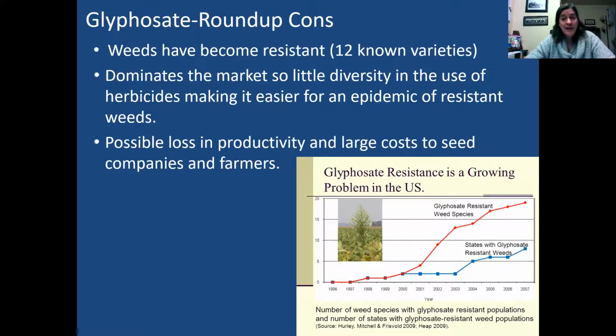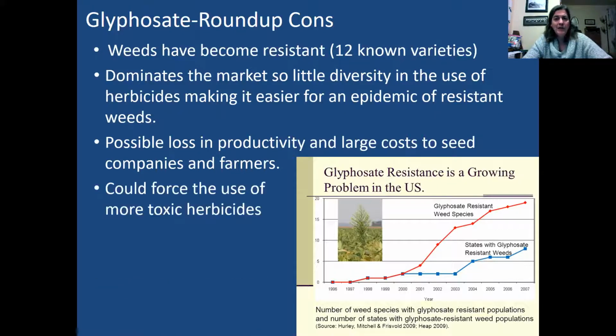If you're forced to buy your seed from Monsanto so that it's glyphosate resistant, they kind of have a monopoly on the system, and there's been some lawsuits over that. It could force the use of more toxic herbicides as those glyphosate resistant weed species go up. That's what the graph down here is showing over time.